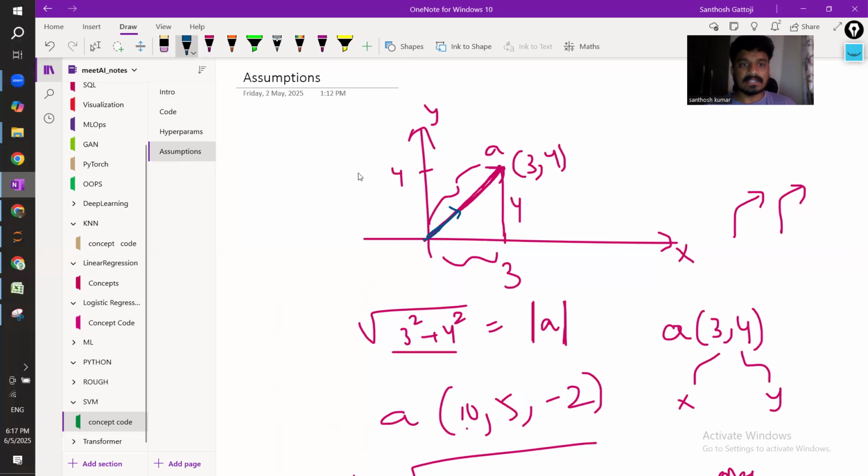Just the magnitude is changing. This is one more vector in the same direction as this one, but the magnitude is changing.